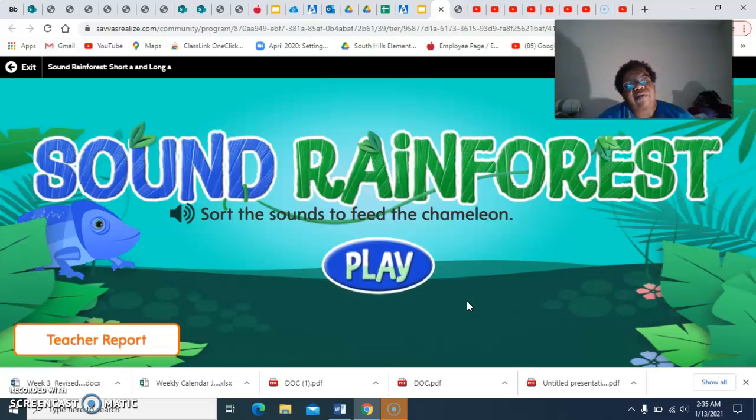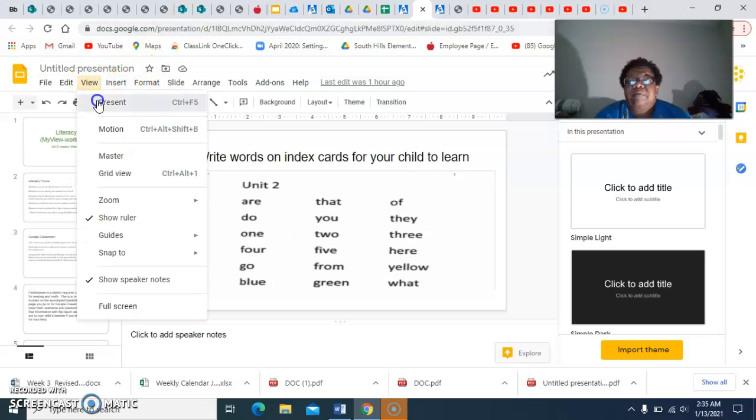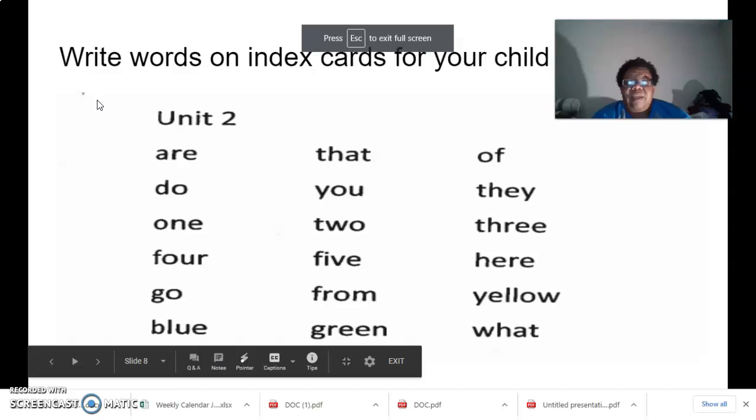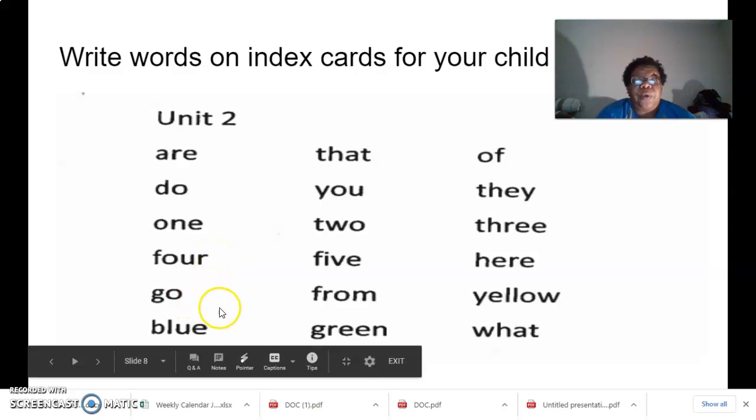You can go back and go over the pictures so that you can make sure you understand or can hear the short A sound and the long A sound. Okay, next I have a few more words. I have a few more minutes, so we're going to do some more words. We have are, do, one, for, go, blue.